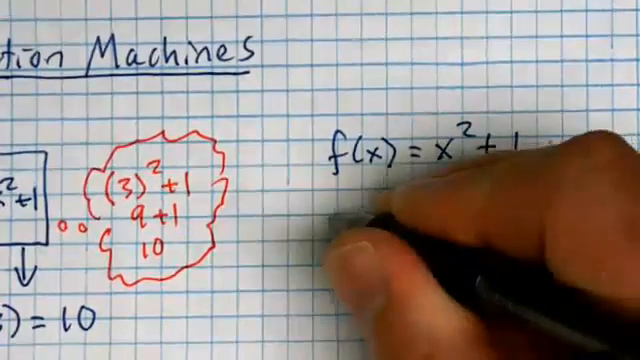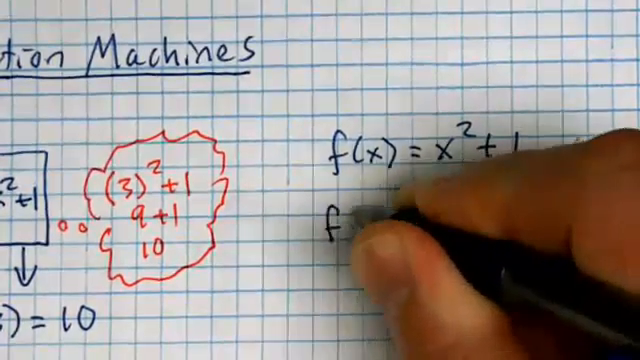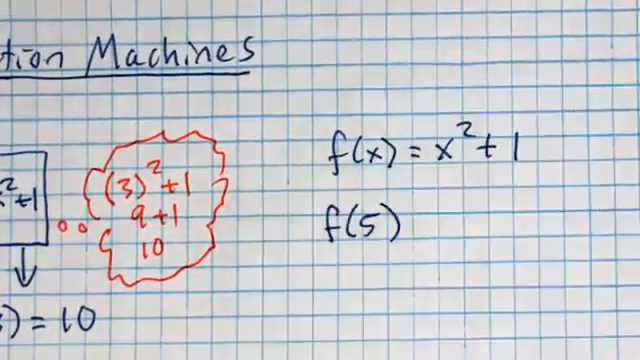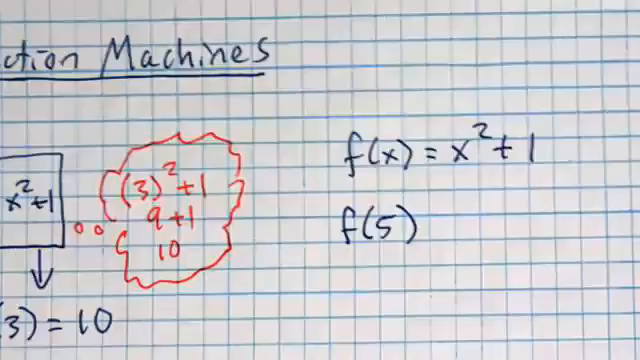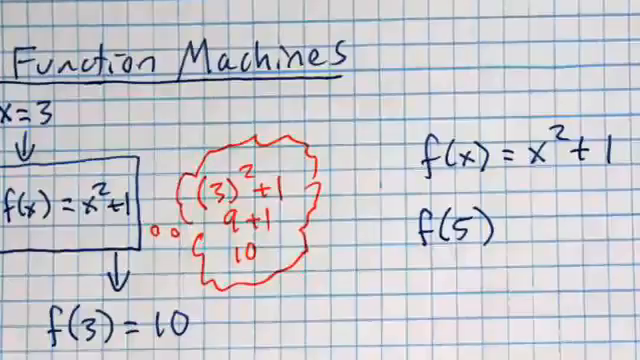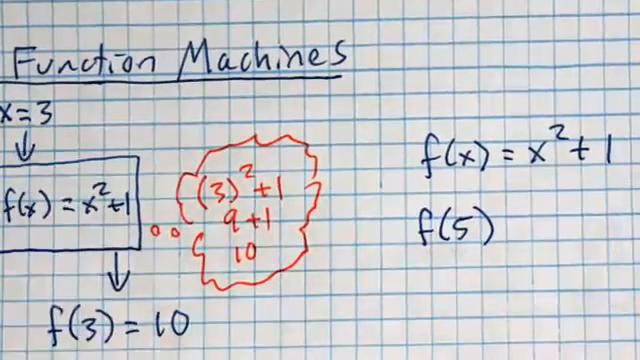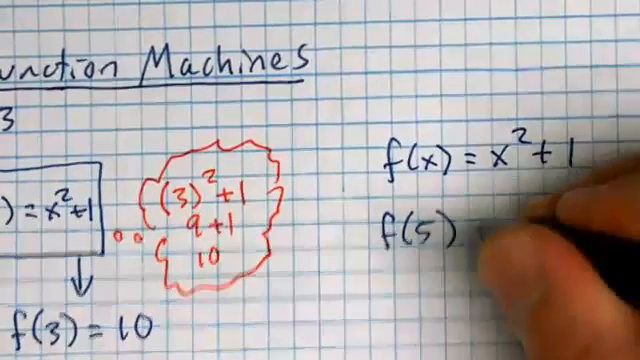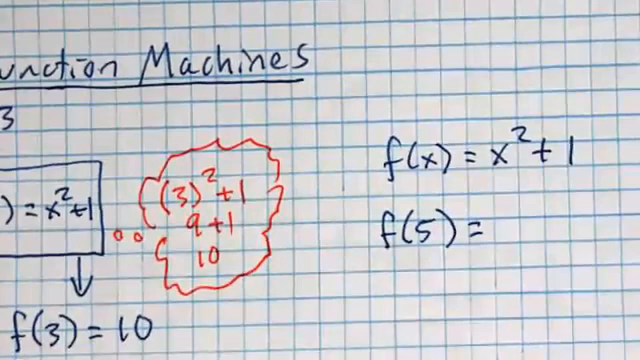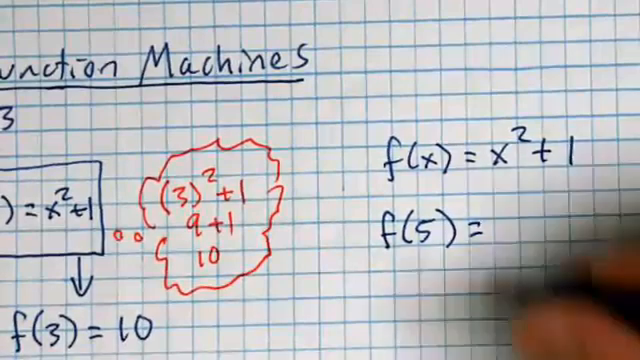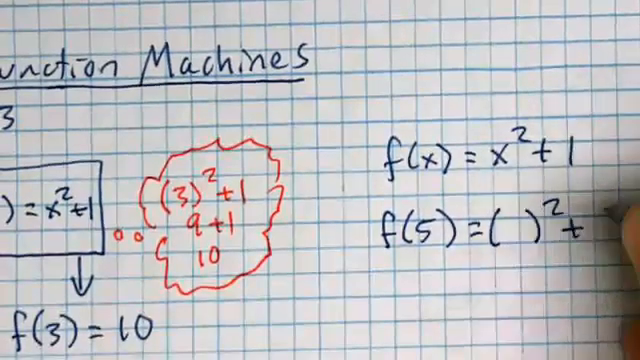We're going to next find f of 5. What we're doing is we're just taking that same machine, because it's the same equation, and we're putting a 5 in instead of a 3. Okay. So let's show our work right here. This is how we would show our work for this. We would rewrite our equation without the x in it.